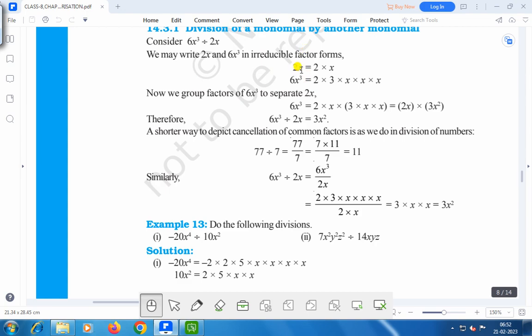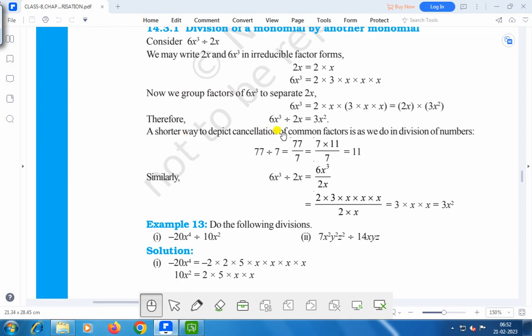Irreducible factor form: 2x is 2 into x, and 6x³ is 2 into 3 into x into x into x. Now we group factors of 6x³ to separate 2x. 6x³ is equal to 2 into x into 3 into x into x, or 2x into 3x². Therefore, 6x³ divided by 2x is 3x².